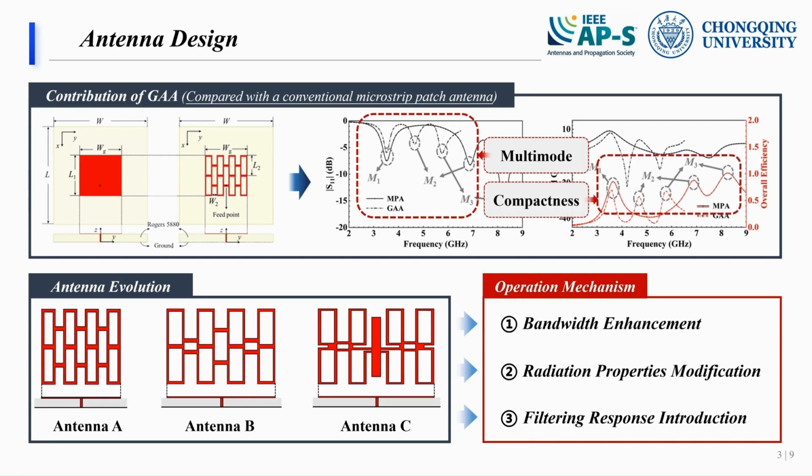The proposed antenna was developed from a conventional grid array. Through two stages of evolution, bandwidth enhancement, radiation property modification, and the introduction of a filtering response were achieved.